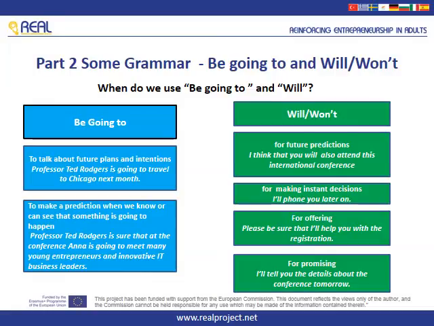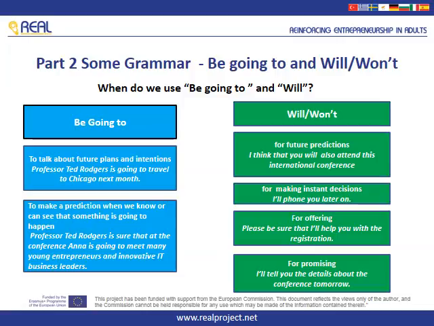So, when do we use be going to and will? We use be going to when we talk about future plans and intentions. For example, we say, Professor Ted Rogers is going to travel to Chicago next week. We also use be going to make a prediction when we know or can see that something is going to happen, as seen in the example.